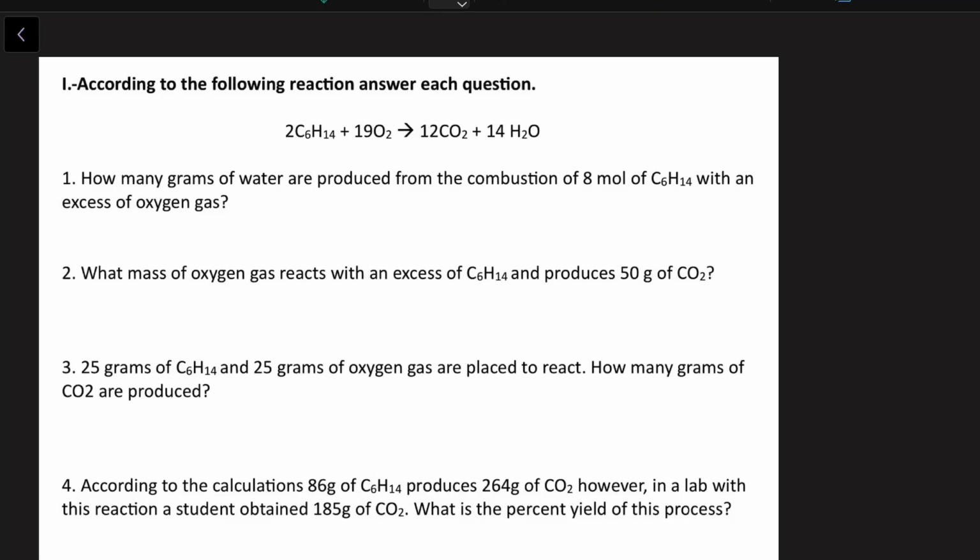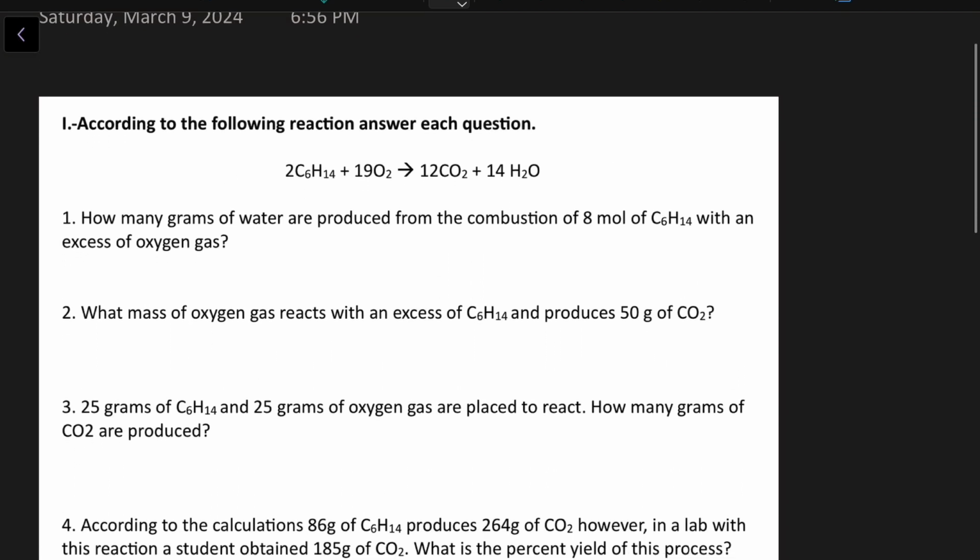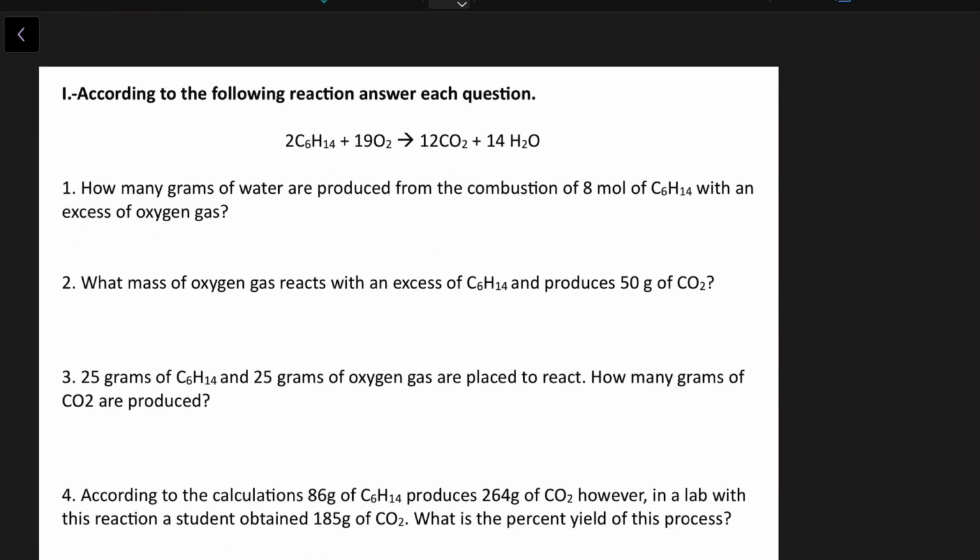Okay, so let's see how to solve these questions that are part of the extra practice that I share with you. All right, so let's see the first problem here. For the equation that is shown, you have 2 moles of hexane reacting with 19 moles of oxygen, producing 12 moles of CO2 and 14 moles of water.